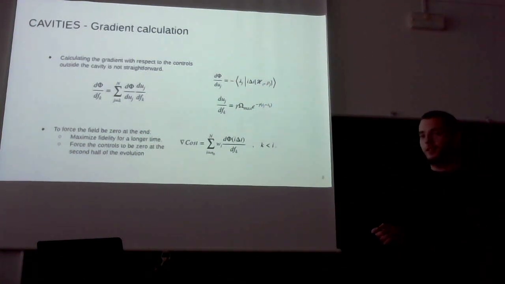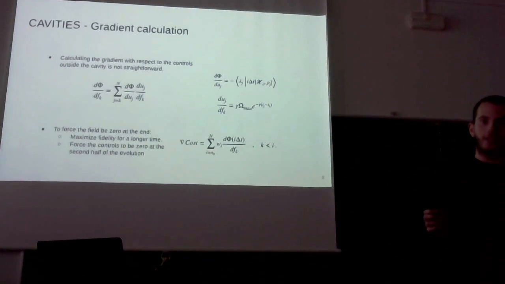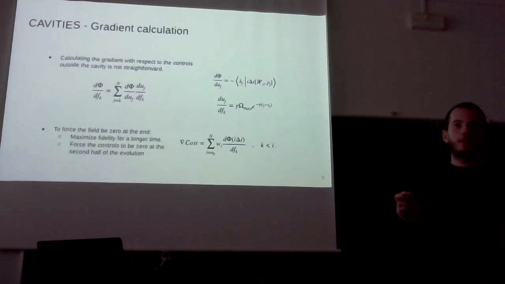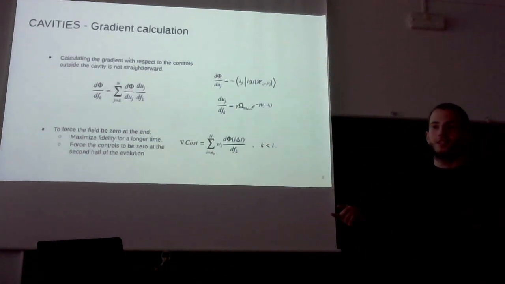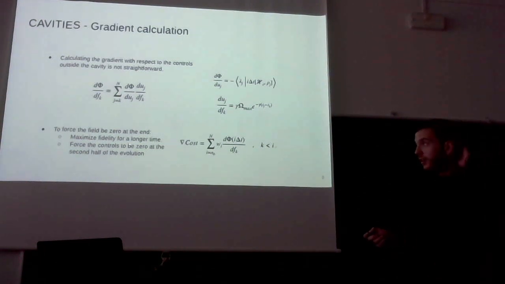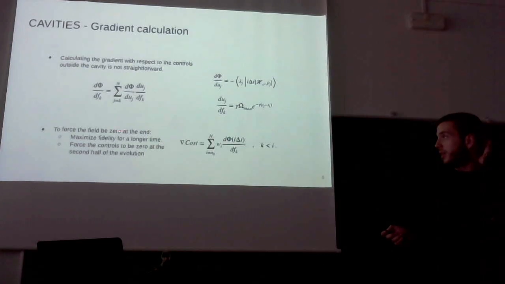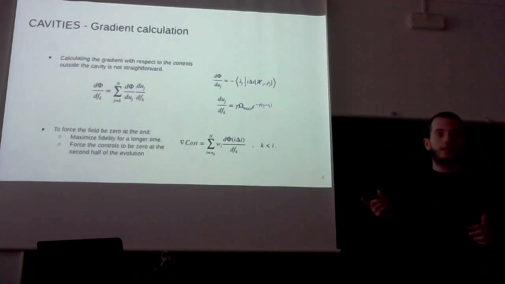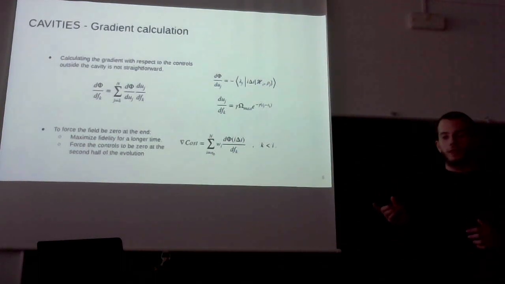Another thing that happens in cavities is that at the end of the evolution, the field inside has to be 0, because if not, it's not the end of the evolution. So you can measure the state there, but if it's not 0, it will continue evolving until it switches off completely. So to force it to be 0 at the end, I have taken two considerations. First, maximize the fidelity for a longer time. That's for the last time steps, say that the fidelity has to be 1, and in that way the optimizer will understand that for that time the evolution has to be performed.